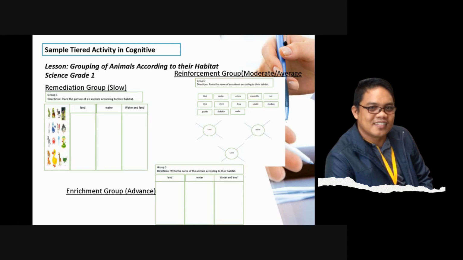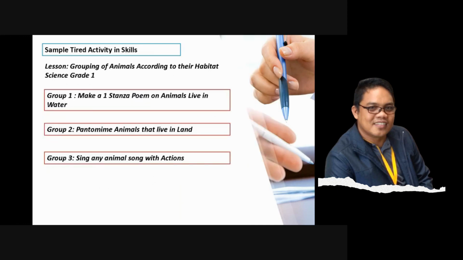How about for skills? So this is an example. This is a sample. Again, this is not tiered. This is tiered activities under skills. So grouping of animals according to their habitat, the same lesson but different activities.